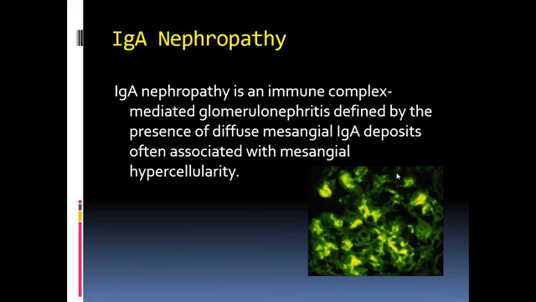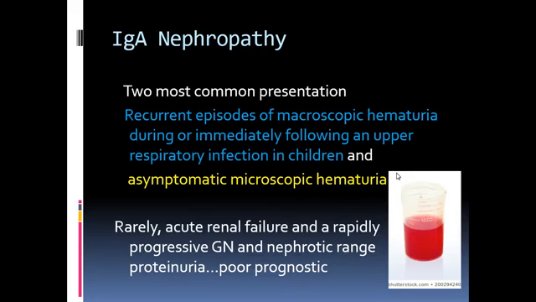Coming to the entity of IgA nephropathy, it is immune complex mediated. It has a variable spectrum of histopathology changes. You can have mesangial proliferation only, you can have a membranous pattern, but the pathognomonic feature is the IgA deposits. They usually present with gross or microscopic hematuria, recurrent hematuria, usually following a respiratory tract infection, the entity which you call synpharyngitic. Rarely acute renal failure or rapidly progressive glomerulonephritis and nephrotic range proteinuria can be there.